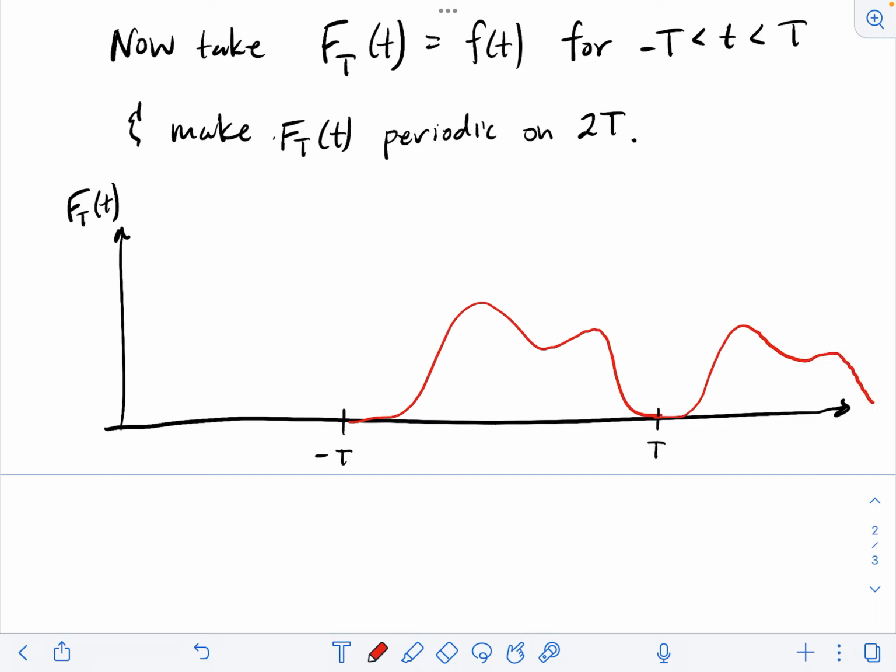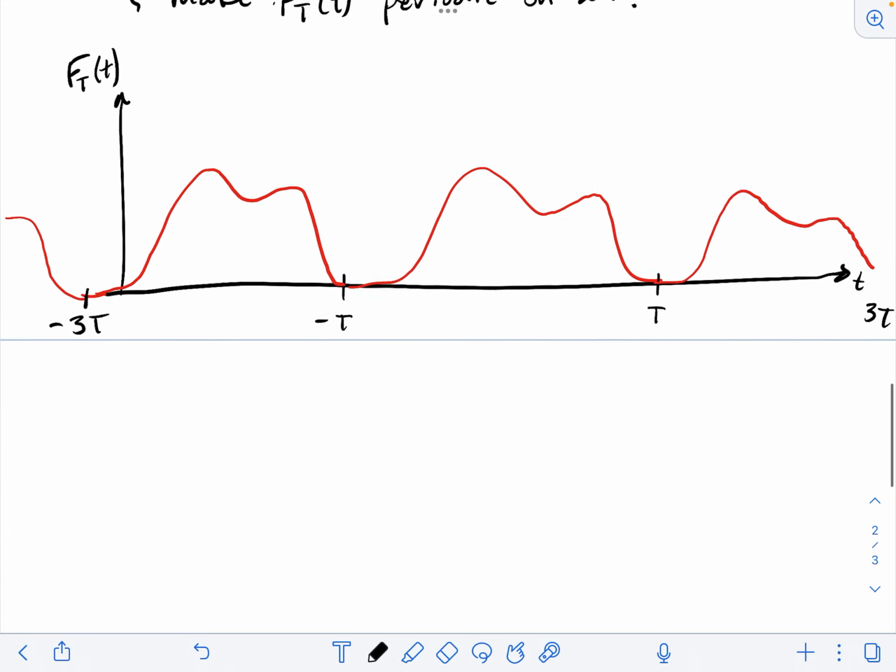And so over here, it would just keep going on and on and on. Okay, and so this time over here would be minus 3T. This time over here would be plus 3T, and this is our time axis. Okay, good.